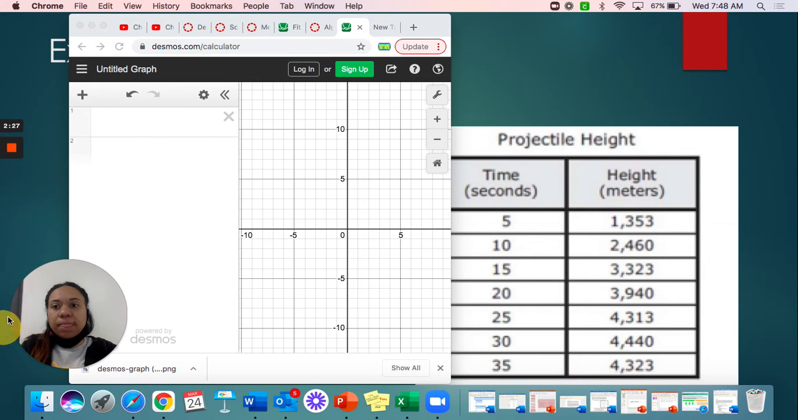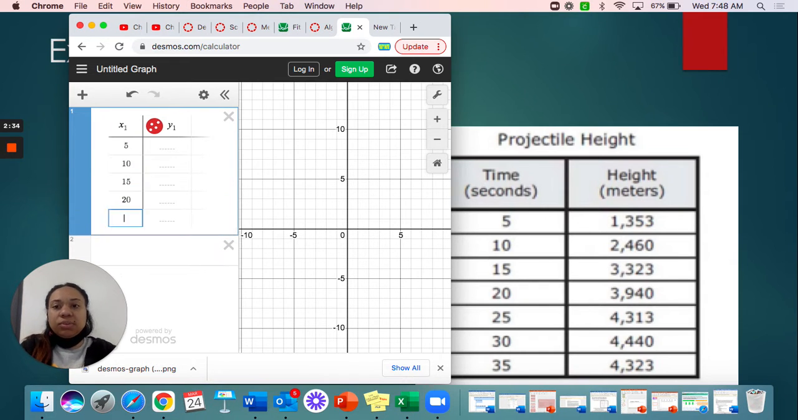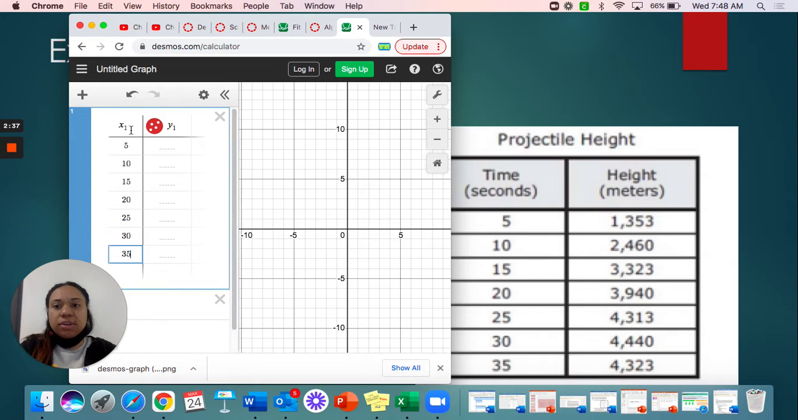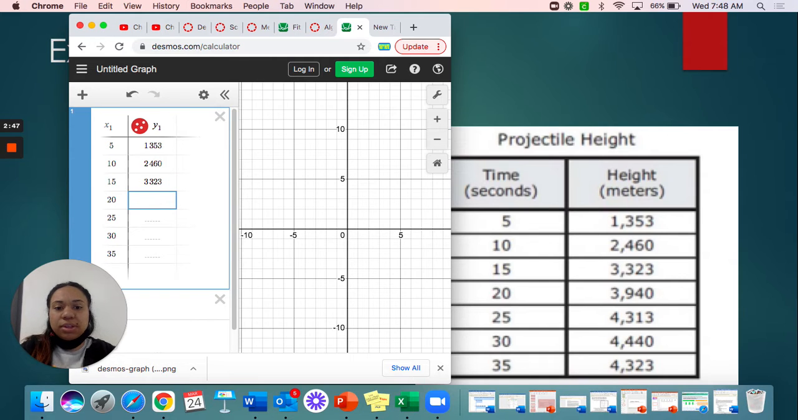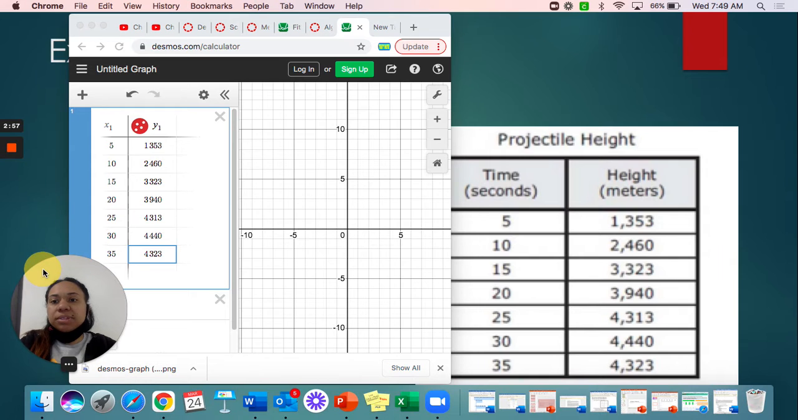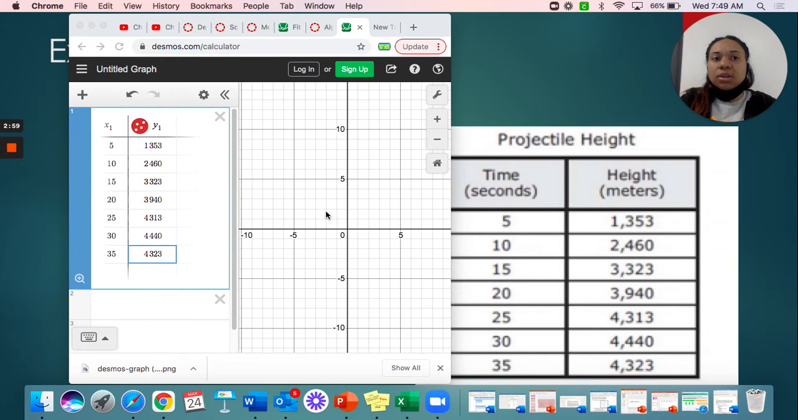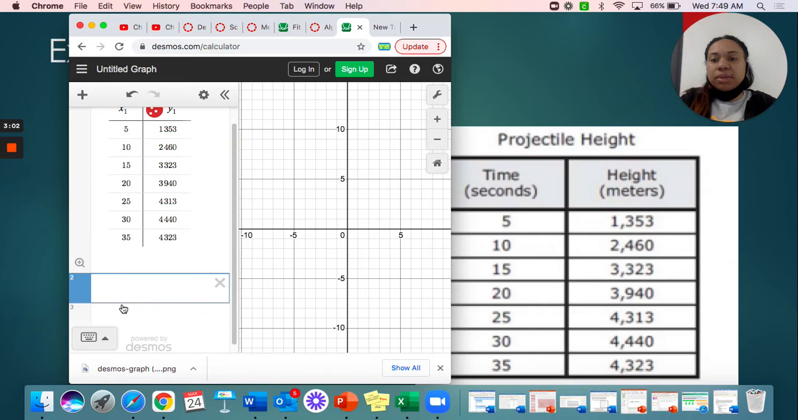So plus sign, add a table. We have 5, 10, 15, 20, 25, 30, 35, 1,353, 2,460. And so we're just writing down whatever table they gave us, I'm putting it into Desmos. From here, my table says x1 and y1. So I'm going to write down my quadratic equation.